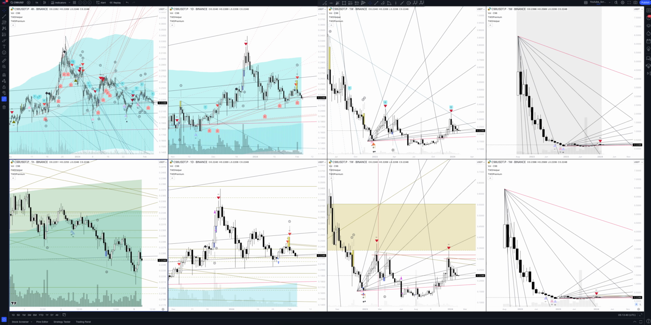Today we will take a look at Coin98 cryptocurrency. Let's analyze the market situation and find out how you can make money on it. Let's start.